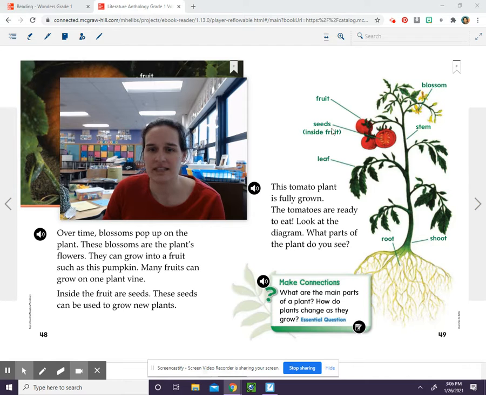Then we have seeds, and then it says inside fruit. Oh, so they show you that inside the fruit is where the seeds are. And then finally, it points to a leaf. So they have all the different parts of the diagram labeled, and it can help you understand something that maybe you didn't know before. So go ahead and look at this diagram closer as you read the story.